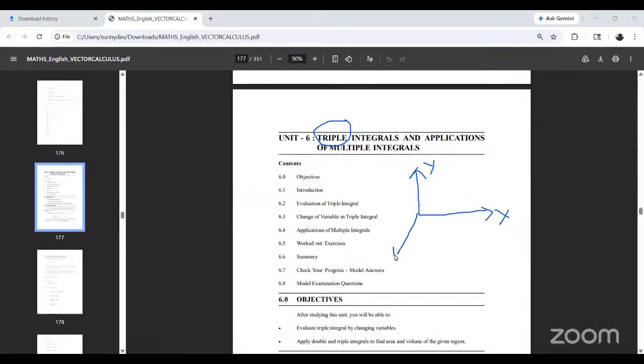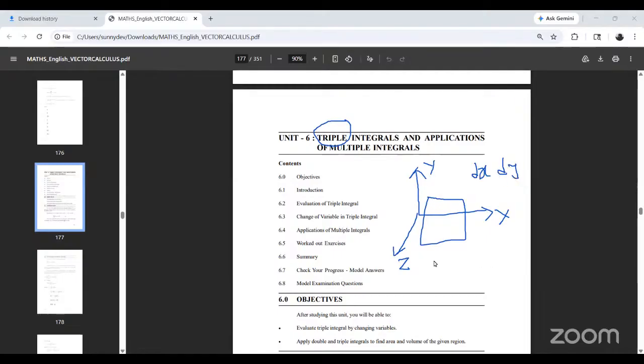The triple integration is one more mode. That is, what is that? Z. Okay. So like in the double integration, we have dx and dy.